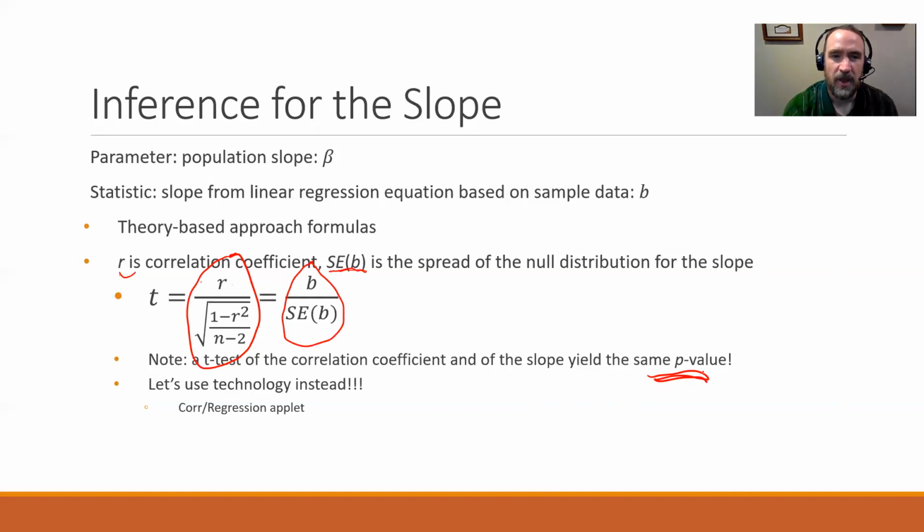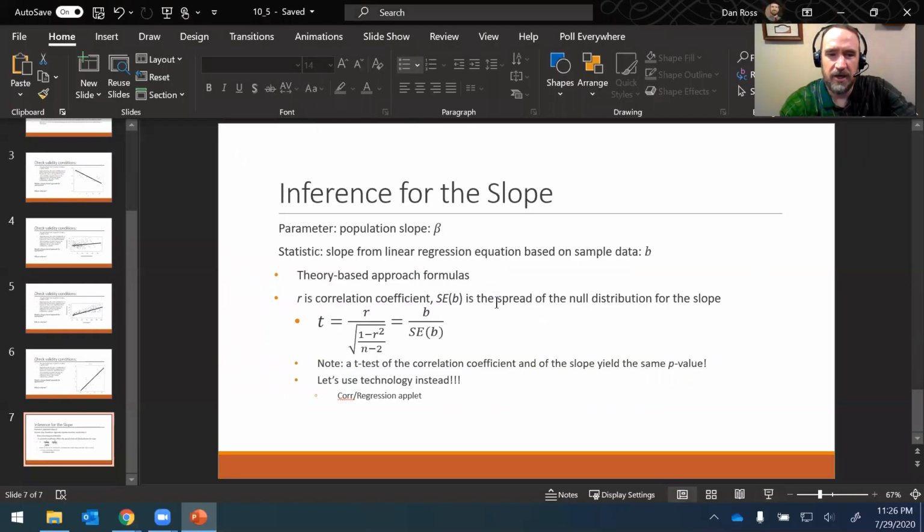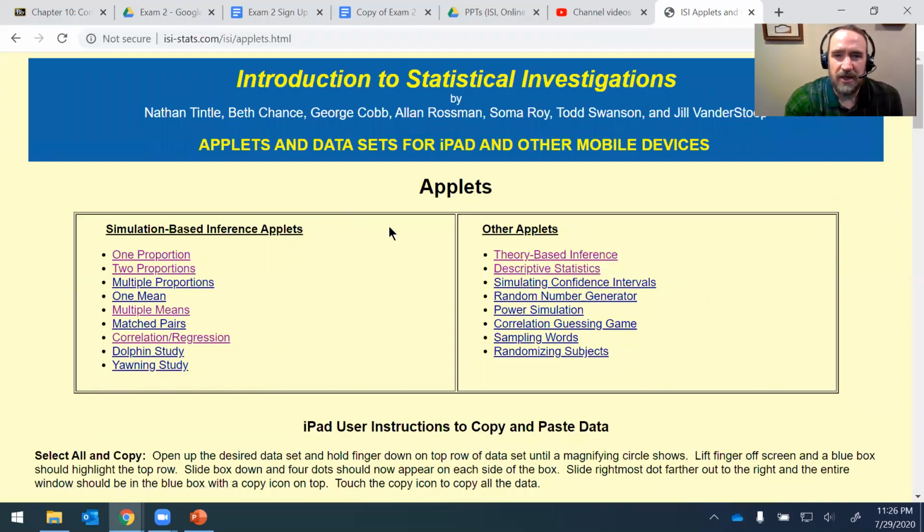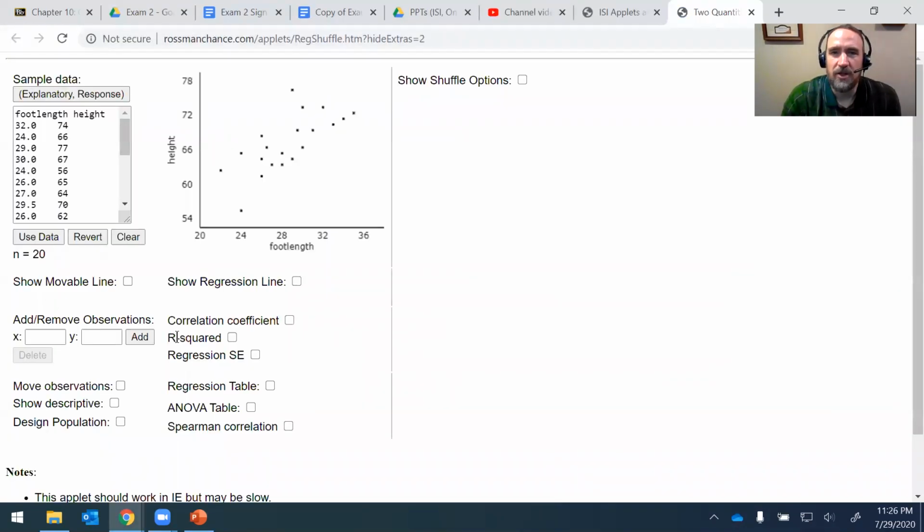So as I mentioned, instead of using the formulas and doing that by hand, we're going to use technology, and specifically the correlation regression applet. We do not need to use any other applets. We can't use the theory-based inference applet for this. When we want to do a theory-based approach, we stick with the same applet, correlation and regression, that we've used all along. I'm just going to walk through the example with the same set of data we looked at in the last couple of videos.